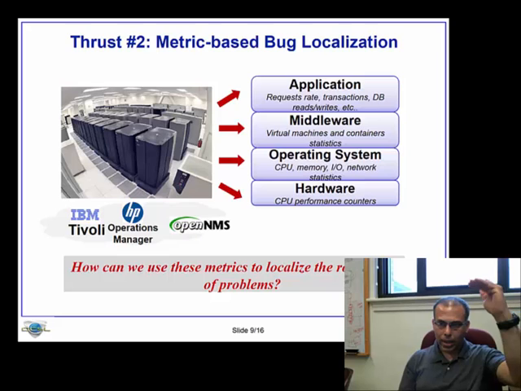And all the way up to the application level, where, for example, if you're running a database server, you monitor what is the throughput that you're getting in terms of read rates and write rates.